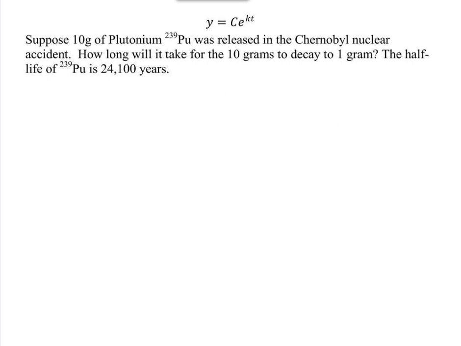Suppose 10 grams of plutonium was released in the Chernobyl nuclear accident. How long will it take for the 10 grams to decay to 1 gram? The half-life of plutonium-239 is 24,100 years.